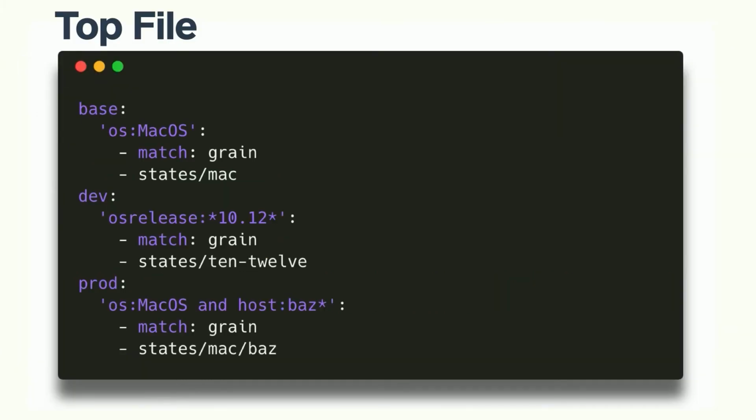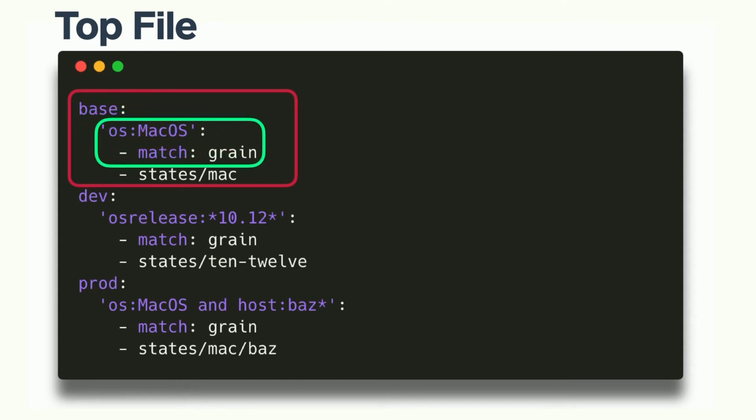So this is a little bit more of an advanced top file. As you can see, we have just our base environment. And this particular set will only run on a macOS device. And how it's doing this is it's basing it off of a grain. So as we talked about earlier, grains provide different information about the machine. And one of those grains is the OS type. And in this case, it's macOS.